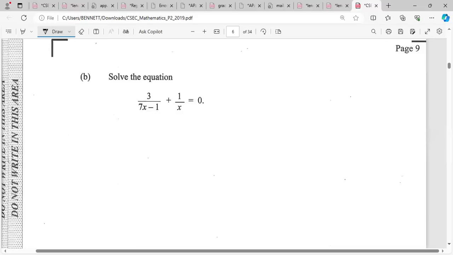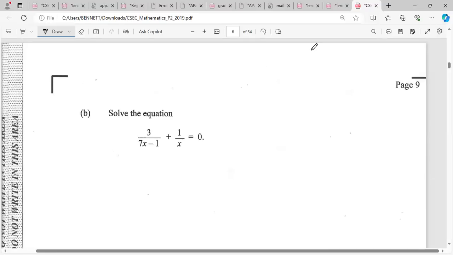Next question, it says solve 3 over 7x minus 1 plus 1 over x equals 0. Now, this one is tough. I think it's about 4 marks or 3. Let me see. 3 marks. Yeah, man, it's tough. So you guys go ahead and try this one, and then we'll come back and discuss. I'm going to say we can take 5 minutes with this one.